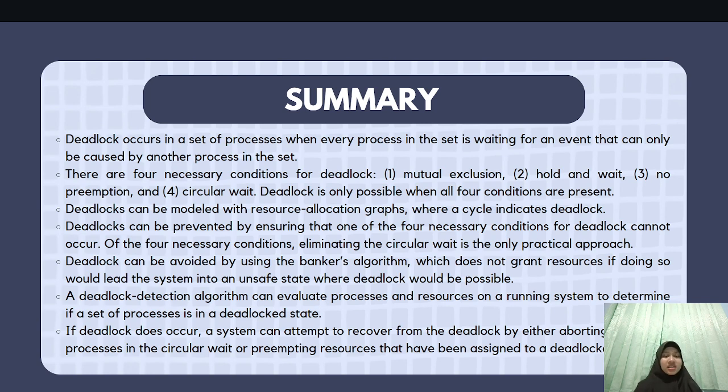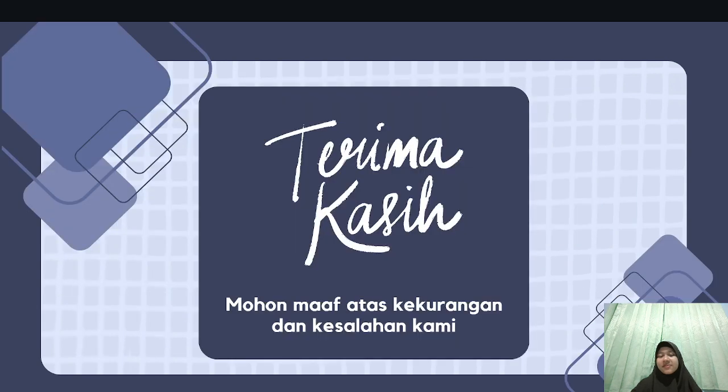A deadlock detection algorithm can evaluate processes and resources on a running system to determine if a set of processes is in a deadlocked state. If deadlock does occur, a system can attempt to recover from deadlock by either aborting one of the processes in the circular wait or preempting resources that have been assigned to deadlocked processes.